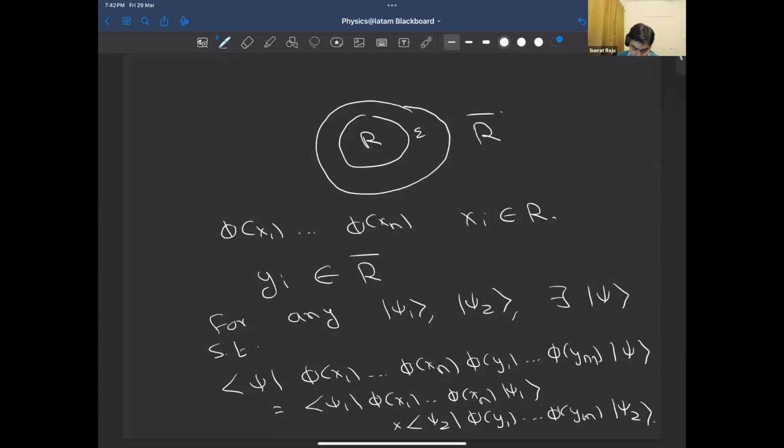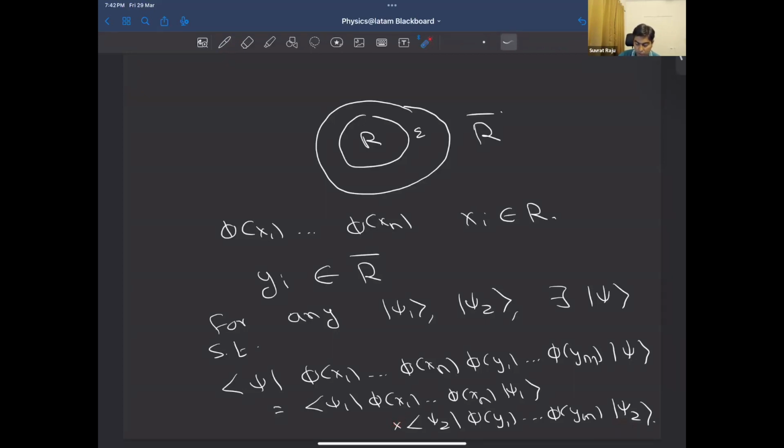It's saying that the state for all probes in the region R looks like the state psi1. For all probes in the region R bar, it looks like the state psi2. And what is more, there's no entanglement between psi1 and psi2. If there was entanglement, the expectation value would not factorize like this.